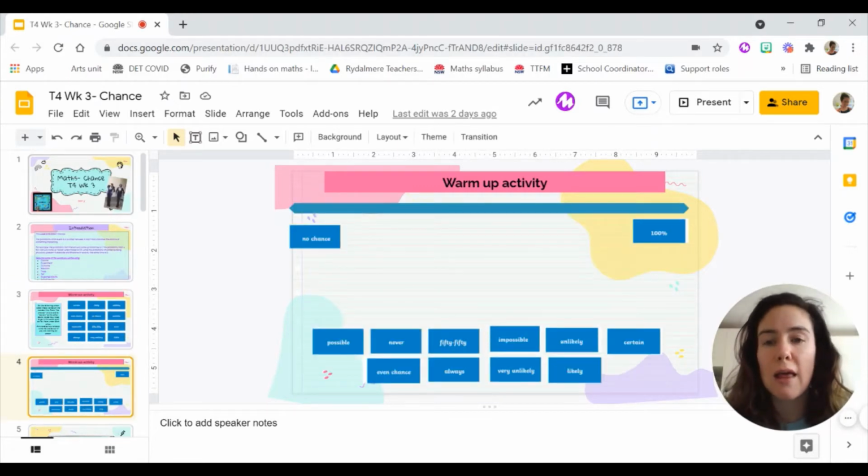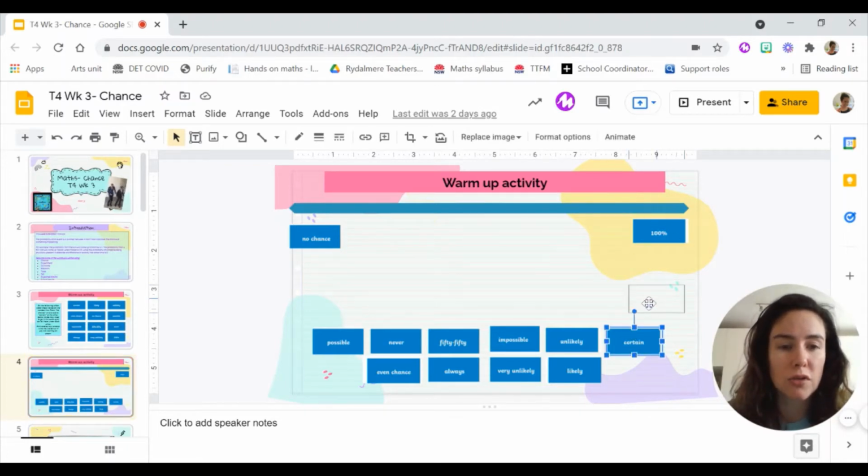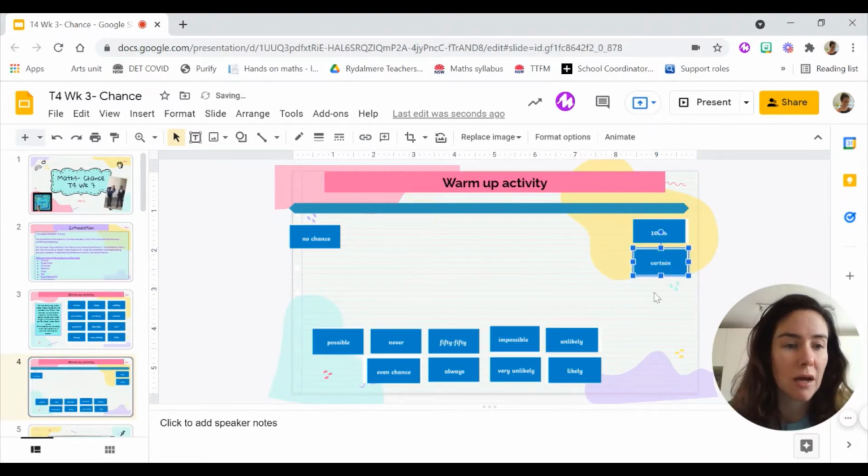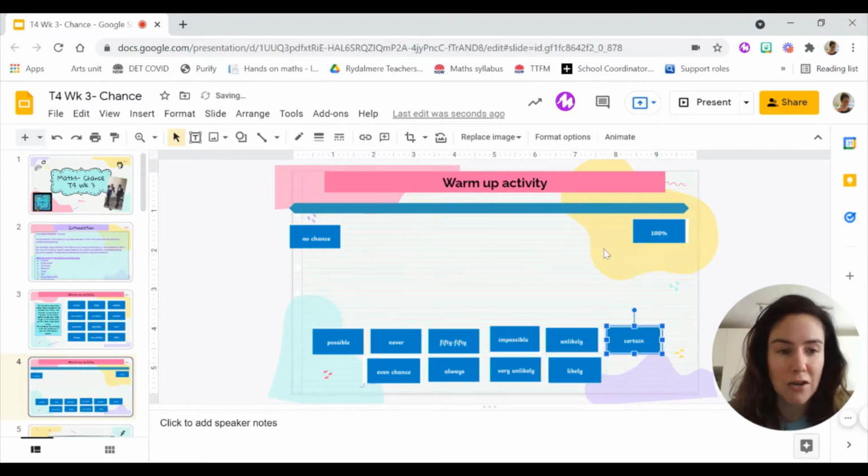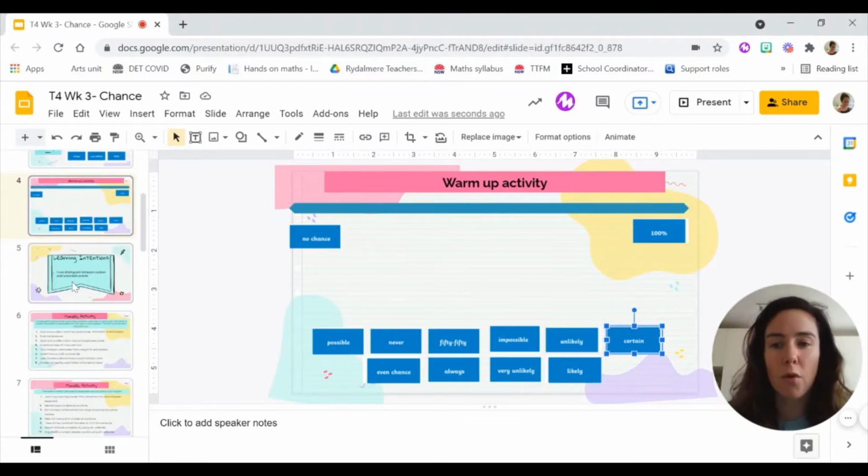We've got one end starting with no chance and the other one here starting with 100%. And if you want to put certain with 100% because you think they're the same thing, you just stack them underneath each other like that, but the other ones can go along the number line here. Just see how you go with the spacing of things. You might have to put a couple above if you need to as well. So that's our warm-up activity.